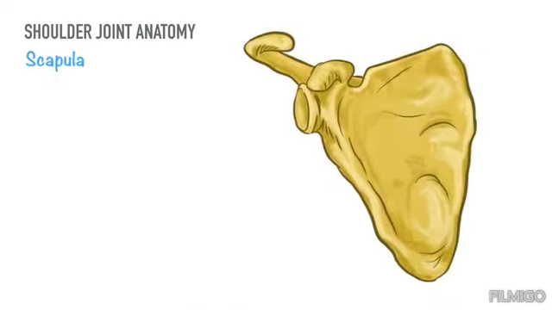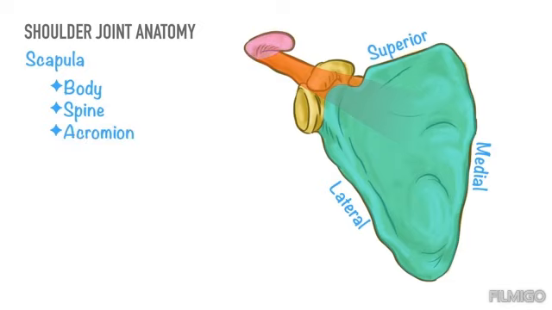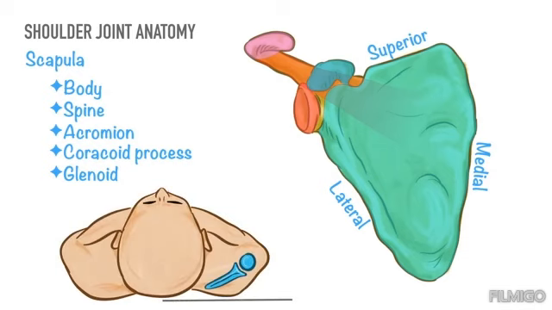The scapula has a complex structure consisting of the flat triangular body with superior, medial, and lateral borders. The scapular spine is a projection on the posterior aspect of the scapular body which terminates in the acromion. An anterior protrusion is called the coracoid process. The glenoid is a shallow saucer-shaped projection from the lateral aspect of the scapula which articulates with the humeral head. The glenoid is oriented anteriorly by around 30 degrees.